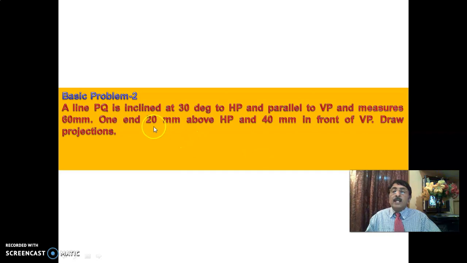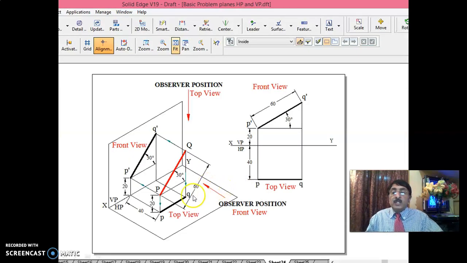Now see here, a line PQ is inclined at 30 degrees to HP and parallel to VP and measures 60 mm. One end is 20 mm above HP and 40 mm in front of VP. Draw projections. Here a line PQ is inclined at 30 degrees to HP and parallel to VP. Please carefully understand. Line PQ is this, inclined at 30 degrees to HP and parallel to VP. Can you understand? This is VP. It is parallel to VP.